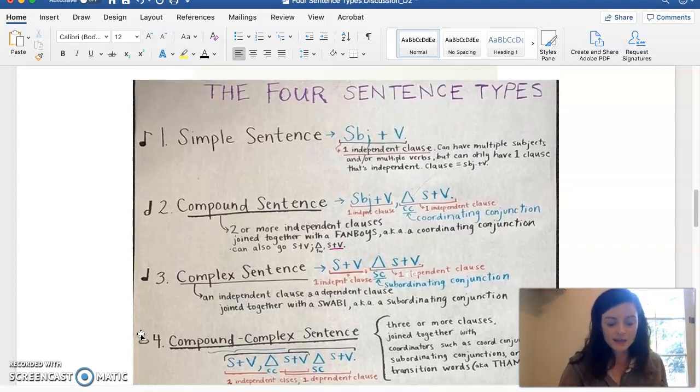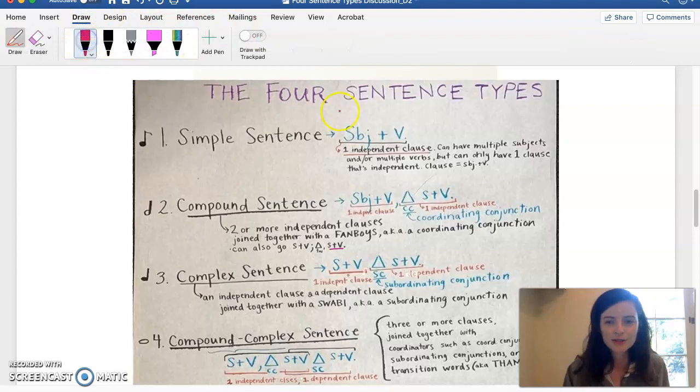If we tie it into writing, you can see that a simple sentence has a subject and a verb. So it's short, or it has the potential to be short. It's composed of 1 independent clause. It can have multiple subjects and or multiple verbs, but can only have 1 clause that's independent.